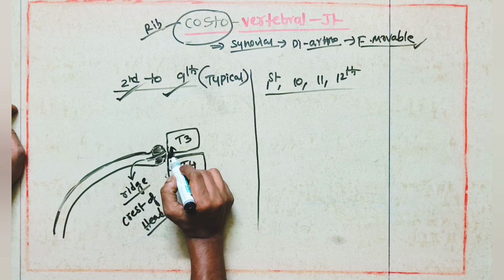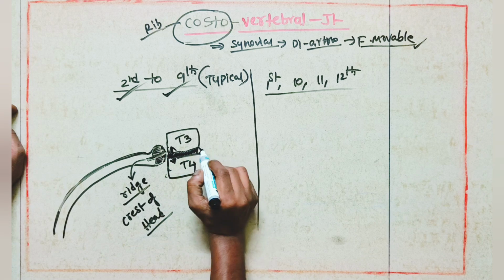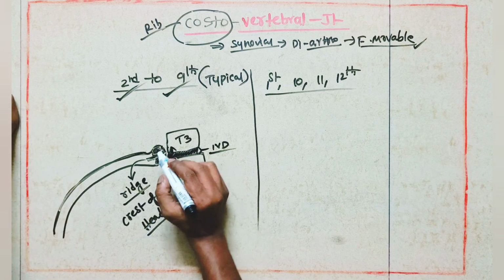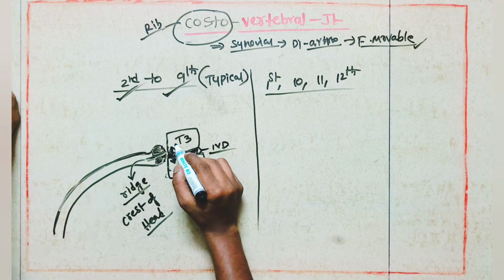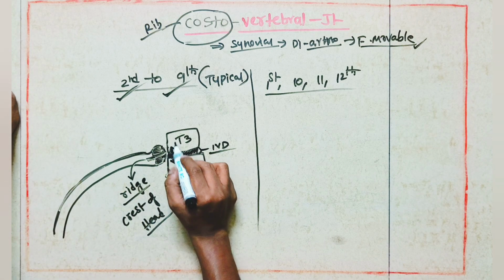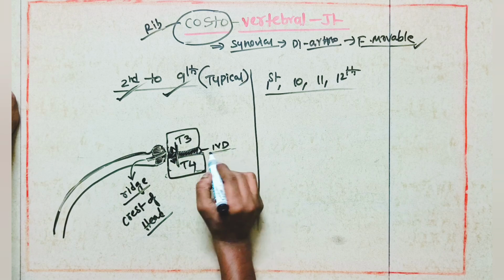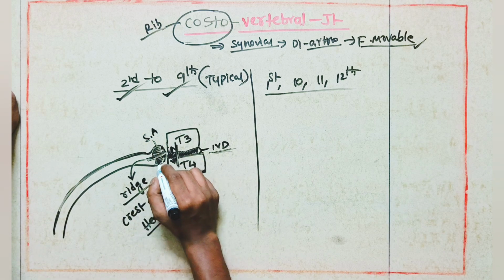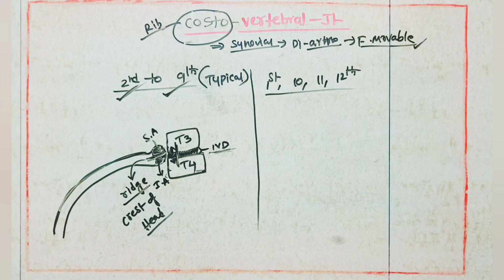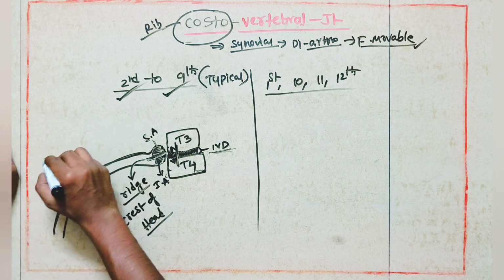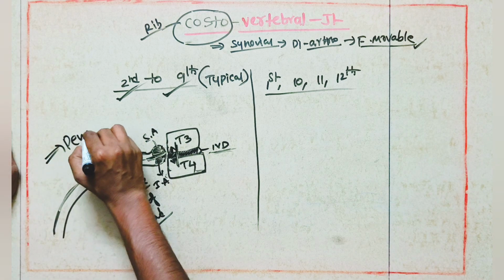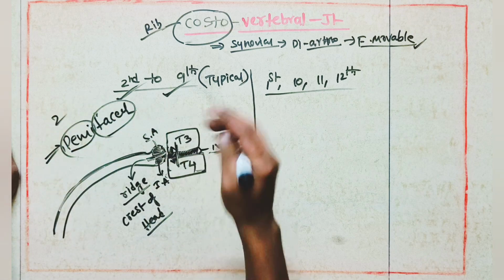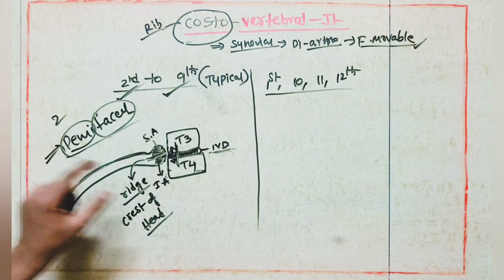At the same time, in the middle of the vertebrae there is an intervertebral disc. So the costovertebral joint is the articulation between the head of the rib and the two adjacent vertebrae, along with the intervertebral disc. This is the superior articular facet of the rib, and this is the inferior articular facet of the rib. So two articular facets are there. That's why the head of the rib is called a demi-facet. Demi means two, facet means articulating faces. So this is the demi-facet articulating surface.